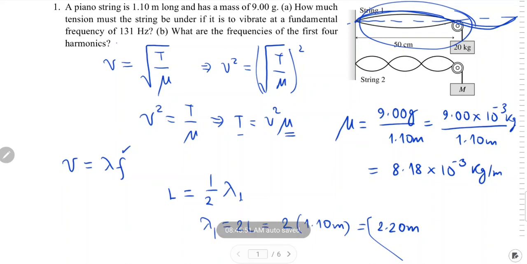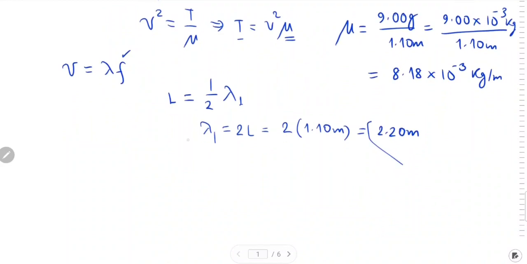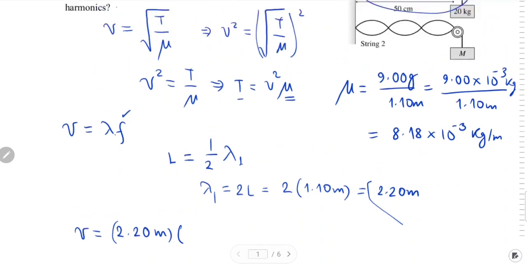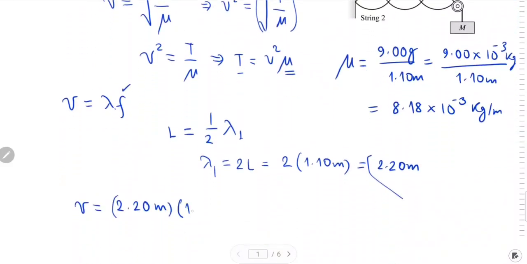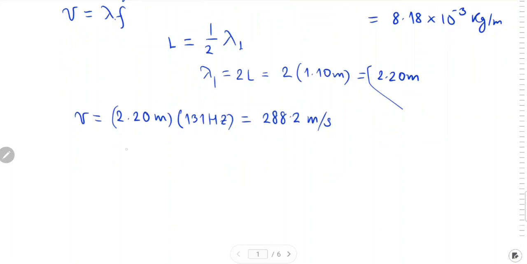Okay, that's the lambda. Now with lambda, we can find the speed. So speed equals lambda times frequency. So 2.20 meters times frequency. What's the given frequency? The frequency is 131 Hertz. Now we need to calculate that. That gives us 288.2 meters per second.